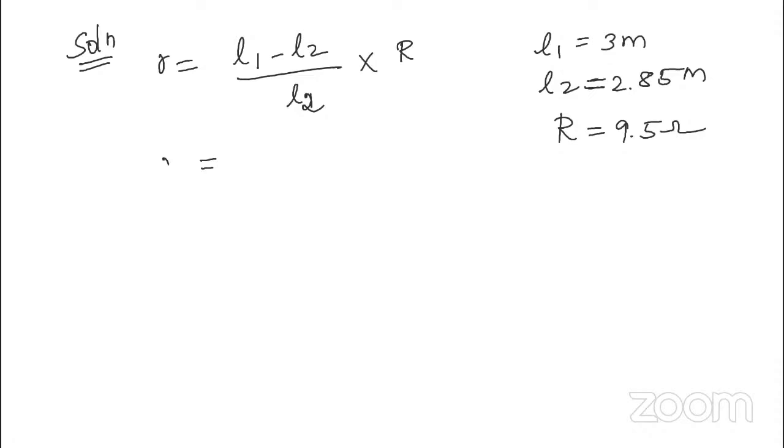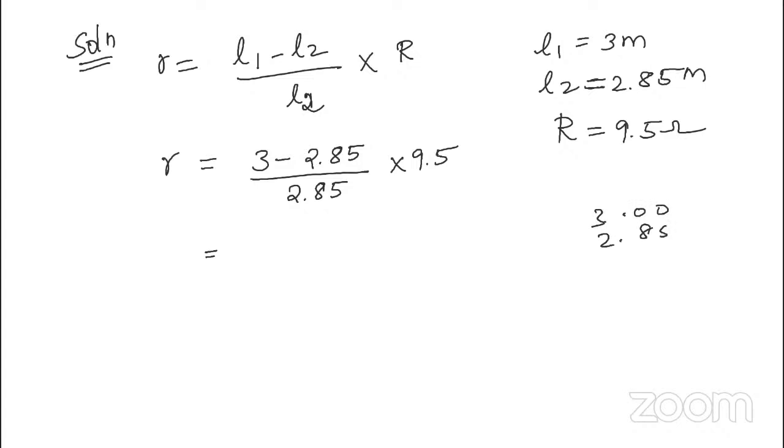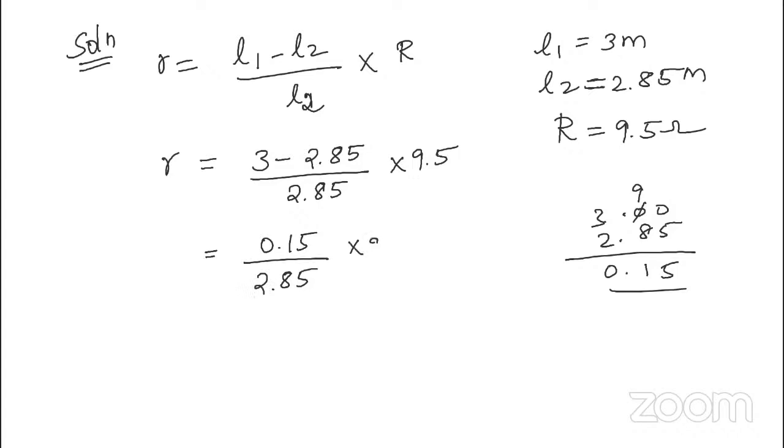So r is equal to 3 minus 2.85 divided by 2.85 into ஒரு 9.5. Okay, so இப்ப இத minus பண்ணீங்க அப்படின்னா 3 minus 2.85, so it is 0.15. Okay, so 0.15 divided by 2.85 into ஒரு 9.5. Okay, so இப்ப எந்த வேல்யூ it should be cancelled.